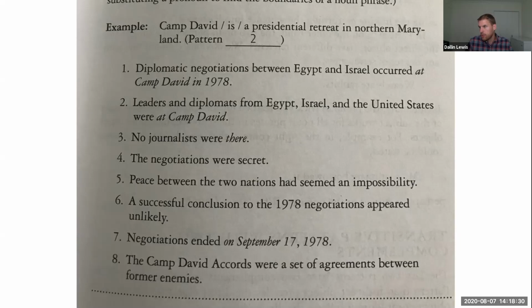Leaders and diplomats from Egypt, Israel, and the United States were at Camp David. Now, in this exercise, they put in italics all the optional adverbials. So that's going to help us out. So we know that this is just an optional adverbial.